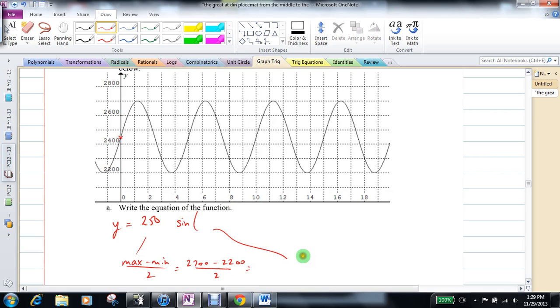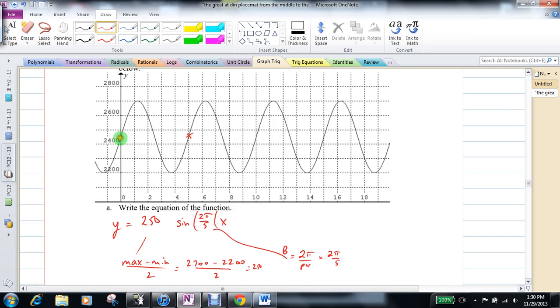My b value is equal to 2 pi over the period. Well, my period, this graph starts to repeat once I reach this location. And that is a horizontal travel of 5 units. So my b value is 2 pi over 5.